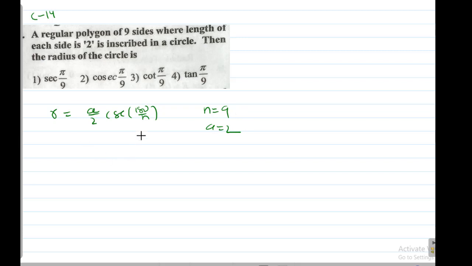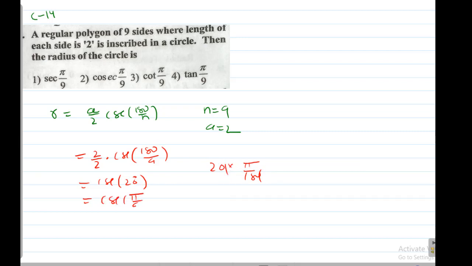Yeah, just you want to find the radius. Substitution only, Nana. A by 2 means 2 by 2 into cosec 180 by 9, that is cosec 20 degrees. So 20 degrees should be converted into radians. 20 into pi by 180, the 0 gets cancelled, pi by 9, cosec pi by 9. So this is the radius of the inner circle, cosec pi by 9. Option 2 is correct.